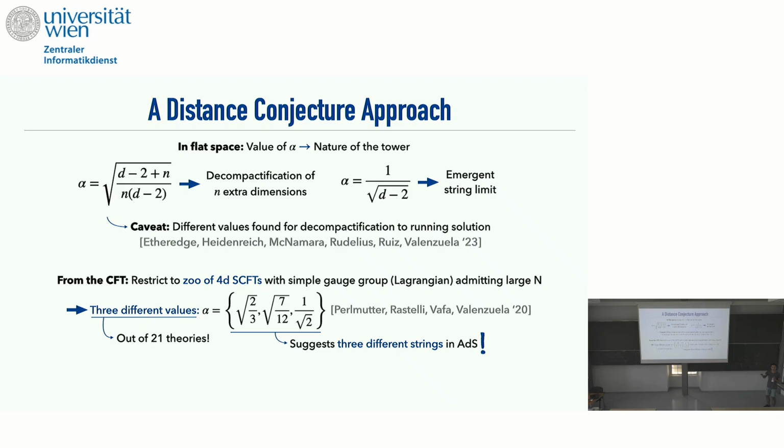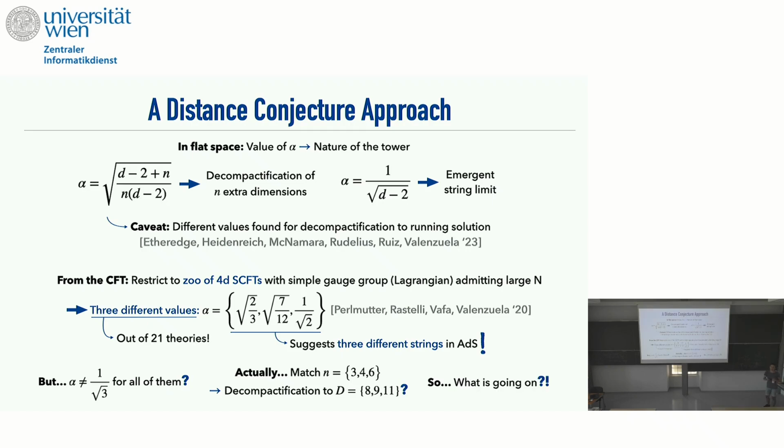Let me, however, point out that already at this level, you find that something is not working quite well, because I'm not finding 1 over the square root of 3. I'm doing CFT4, which is AdS5, so the emergent string limit should be 1 over the square root of 3. I'm not finding that here. So that's confusing. You can go and match this equation, and then you find that these three values match the compactification to 8, 9, and 11 dimensions, which is non-trivial. So what's going on? You essentially get very confused at this point. Something that could be going on is that this intuition that I'm using is wrong. But since we are confused, let me not give up so easily.